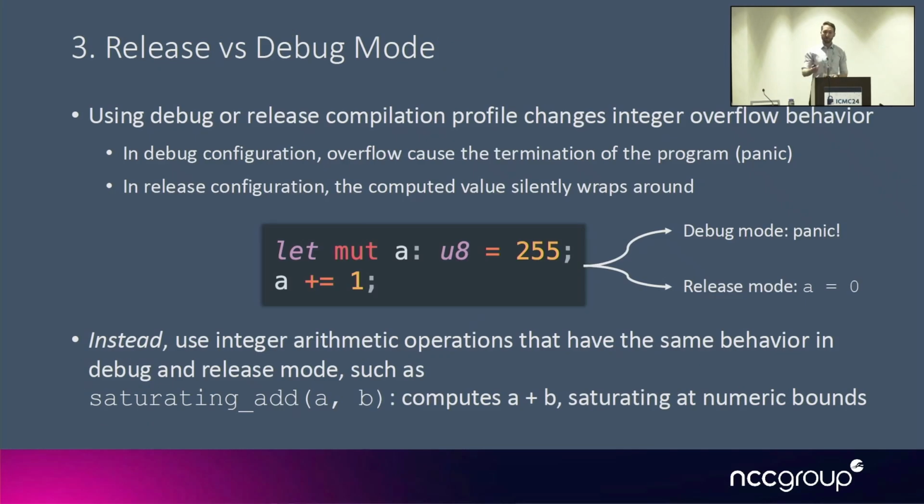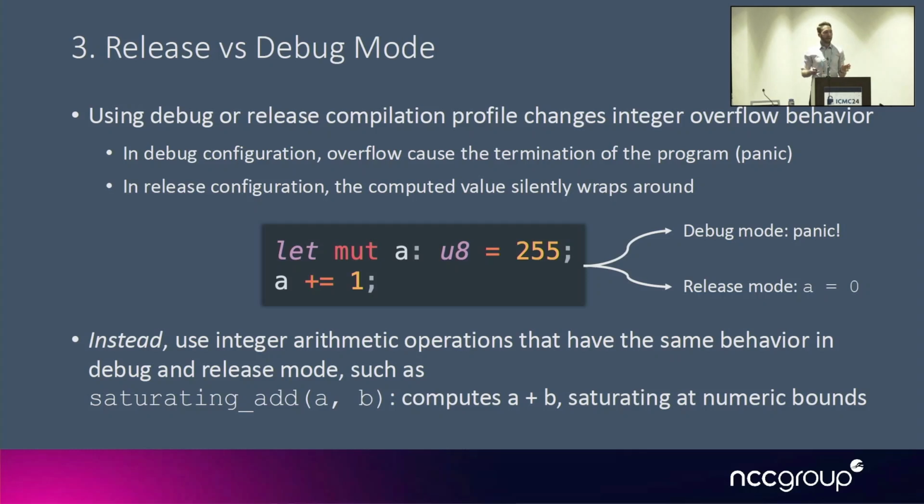The third theme I want to talk about is release versus debug mode. When developing Rust code, usually one uses debug mode to write tests and to run and debug their code. But when deploying code, the implementation would be compiled in a release compilation profile, and this may change the integer overflow behavior. Well, it does change the integer overflow behavior.